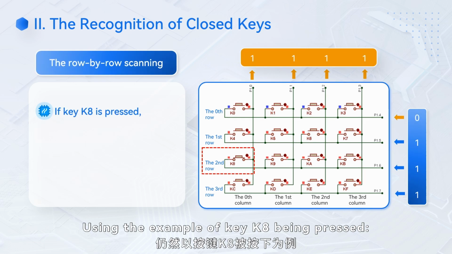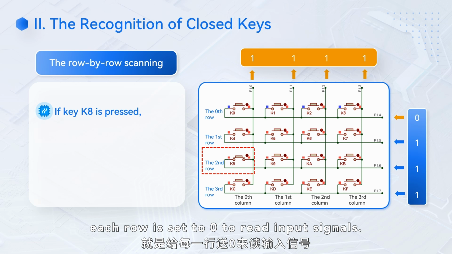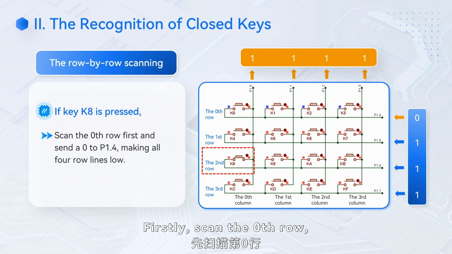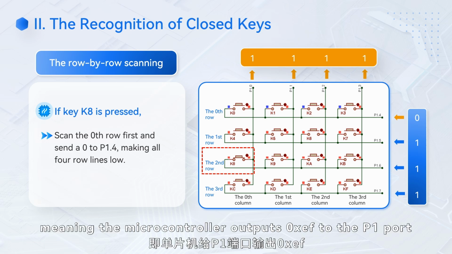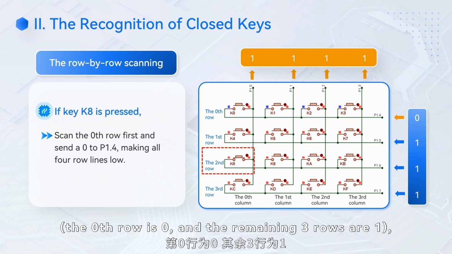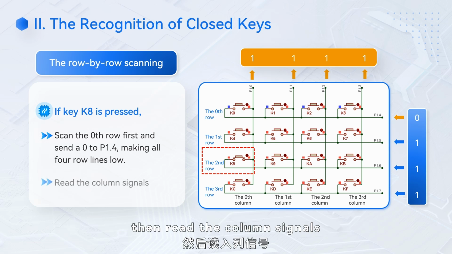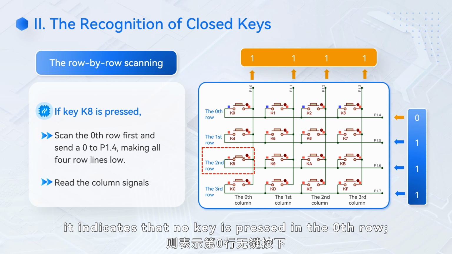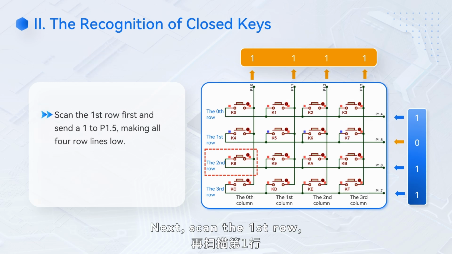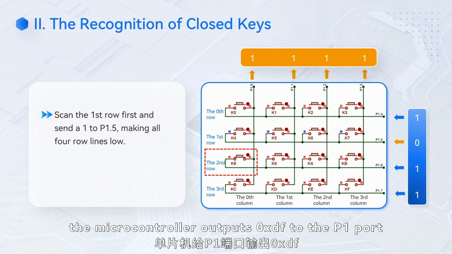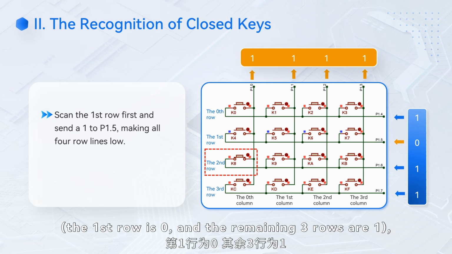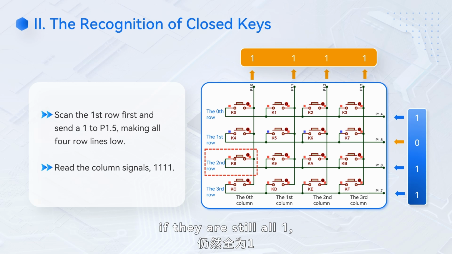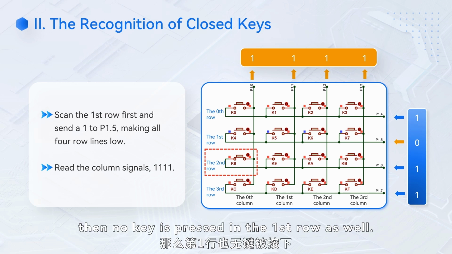Using the example of key K8 being pressed, in row-by-row scanning, each row is set to 0 to read input signals. Firstly, scan the 0th row, meaning the microcontroller outputs 0xEF to the P1 port, the 0th row is 0, and the remaining 3 rows are 1, then read the column signals and determine if they are all 1. If they are all 1, it indicates that no key is pressed in the 0th row. Next, scan the first row, the microcontroller outputs 0xDF to the P1 port, the first row is 0, and the remaining 3 rows are 1, then read the column signals, and again check if they are all 1. If they are still all 1, then no key is pressed in the first row as well.